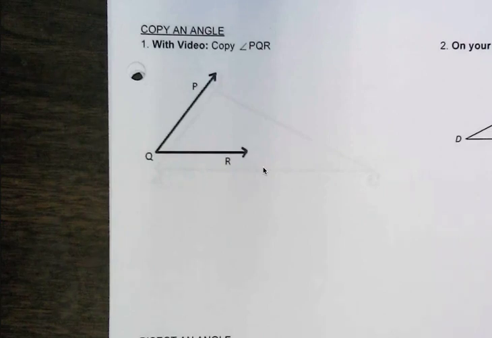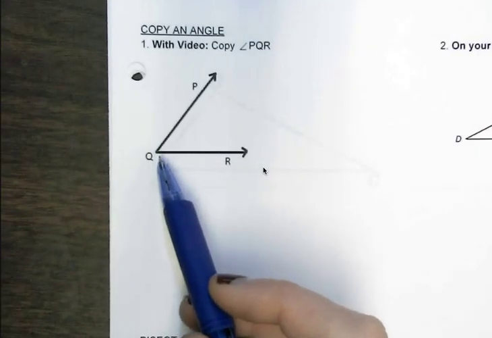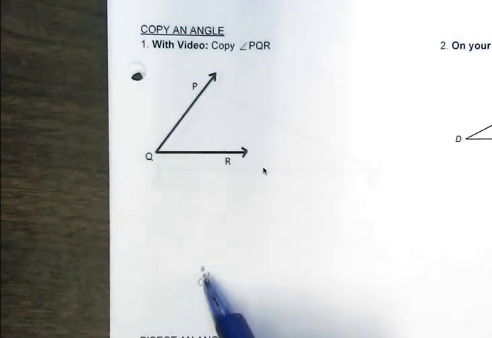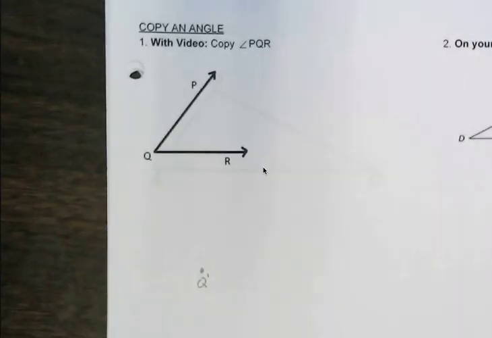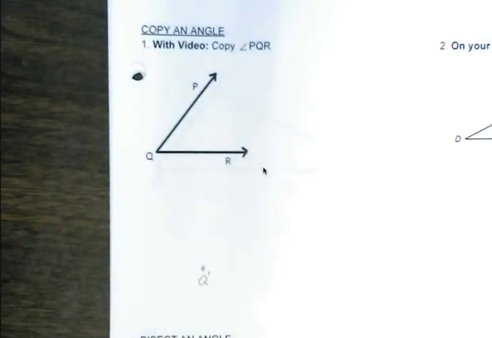Hi class, this video is going to show you how to construct copying an angle with a compass and a ruler. So just like copying a segment, we need a place to copy our new angle to. My vertex here is Q. I'm going to make Q prime be here. So I'm going to move Q to Q prime there. Basically, the main thing we want to copy is the degree. So whatever the measurement of this is, I want it to be exactly the same here.